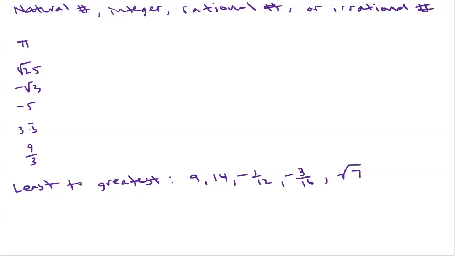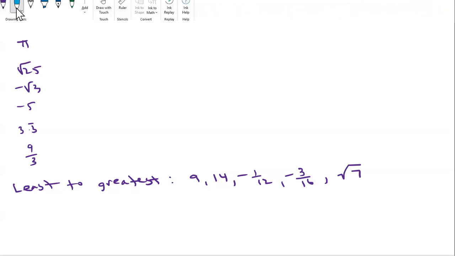Okay, so let's go through this. So the first one, pi. What is pi? Is that natural number, integer, rational number, or irrational number, or any combination? What do we get for pi? Irrational, good, right? So remember, irrational means you can't express it as a single fraction, right? It can't be represented as a single fraction. So pi is irrational.